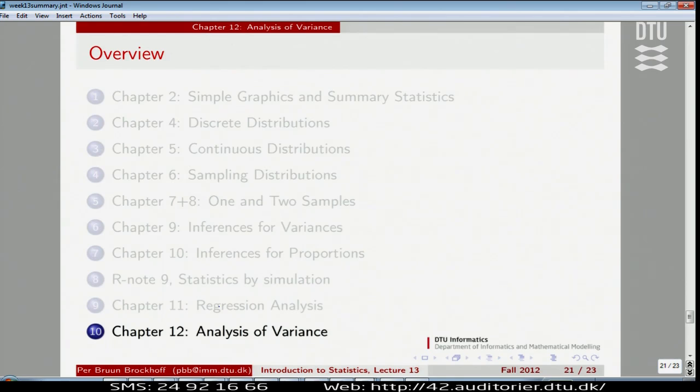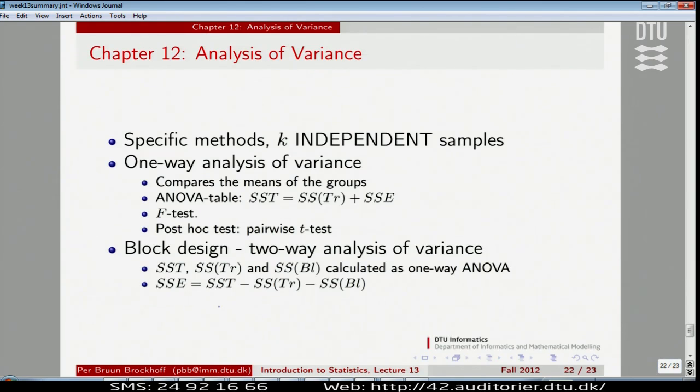Now to the final part, analysis of variance. So we not only have two samples, we have k samples. They could be either independent or they could be dependent.